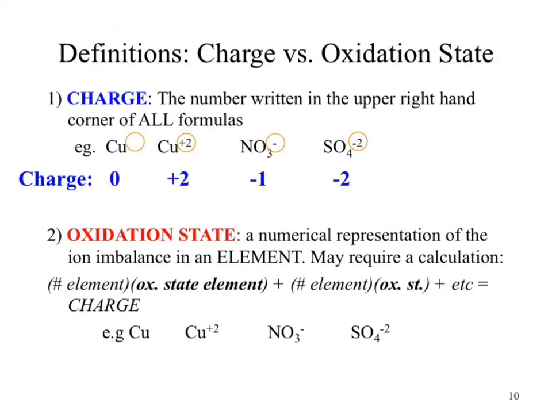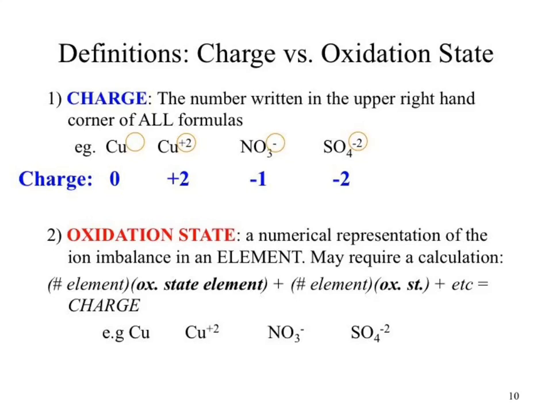Oxidation state, and this is where it becomes confusing. Our oxidation state must be derived from this formula. The oxidation state times the number of the element plus the number of the element times the oxidation state plus the number of the element times the oxidation state, so on and so forth, must equal the overall charge. So when we look at the oxidation state for copper metal, what is it? Well, we said it must be solved for. There is no exception. You must solve for it.